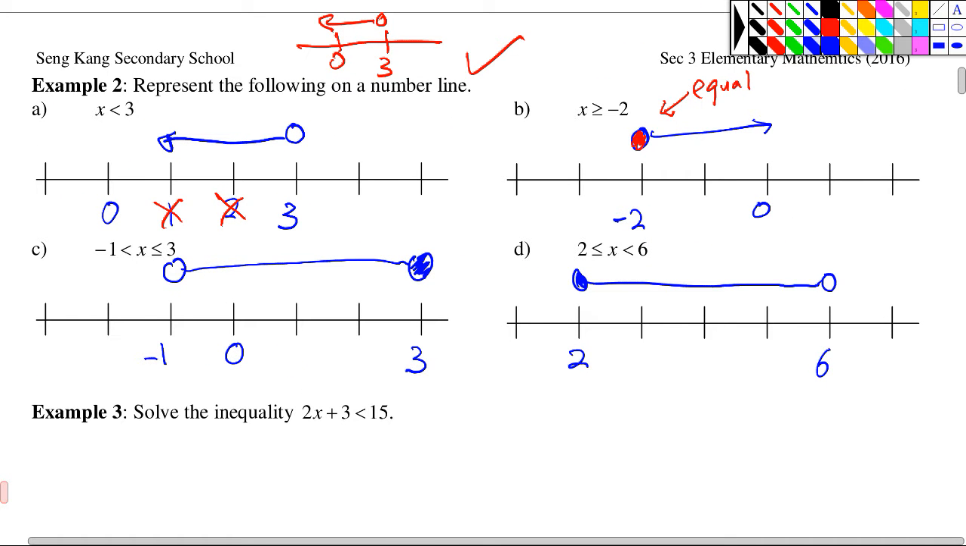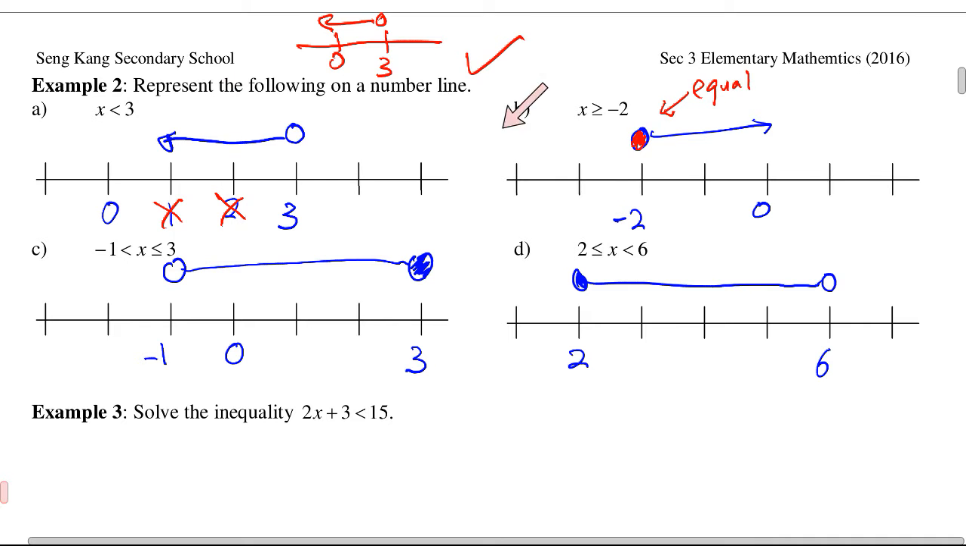Go on to the next part. I want to solve the inequality. What's the answer? Solving. Need arrow? What arrow? The first one needs an arrow because it's only less than 3, so there's an arrow. More than, there's an arrow. But when there is a B, yes, B must have an arrow. Whenever there's a base, no arrow.